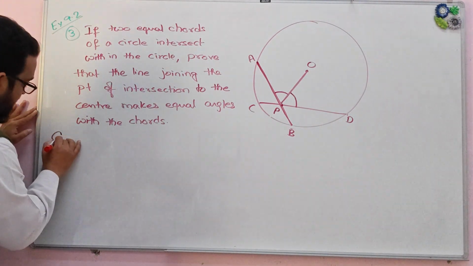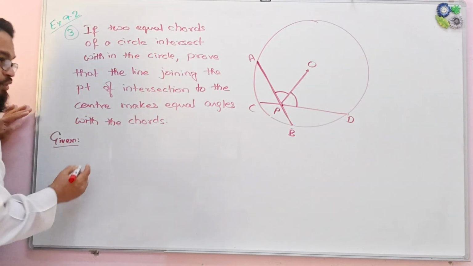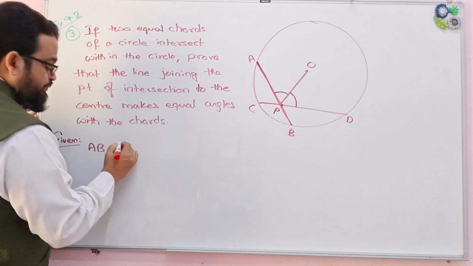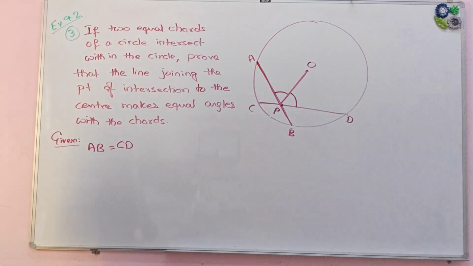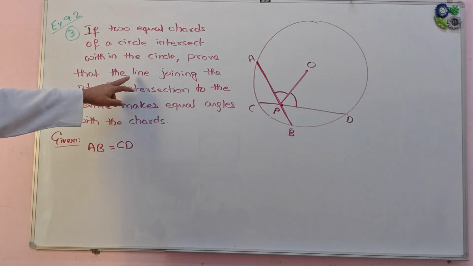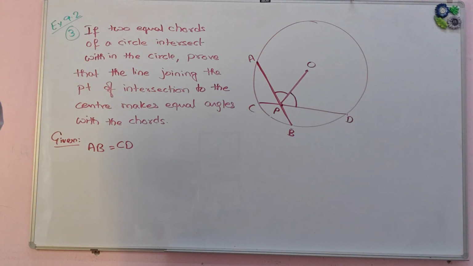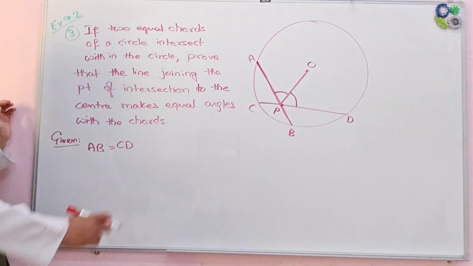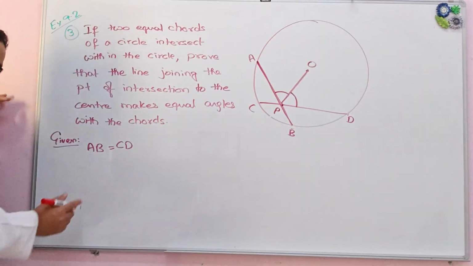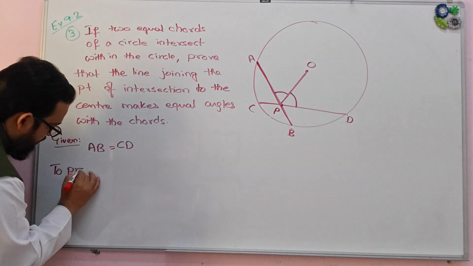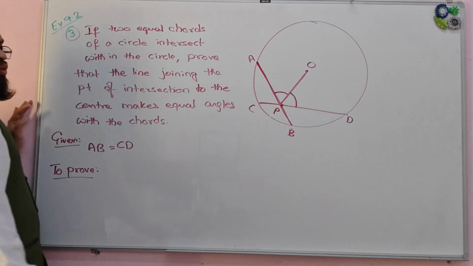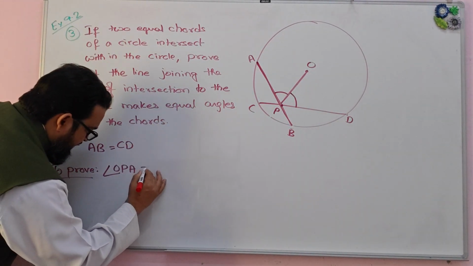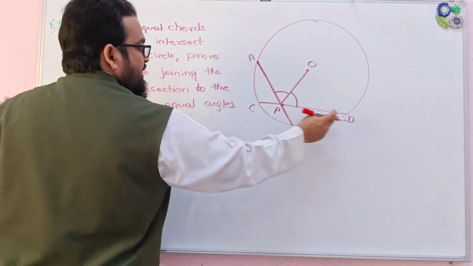Let us write the answer. So given, what is given first? Equal chords. So that means AB is equal to CD. These are equal chords. And prove that the line joining the point of intersection and center, OP, makes equal angles to the chords. So that means what to prove? Angle OPA equals angle OPD.